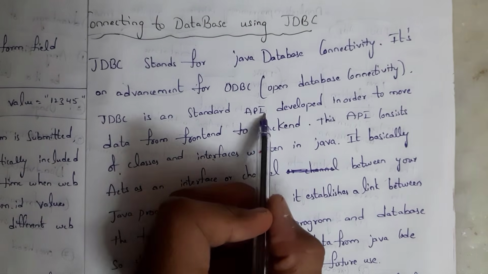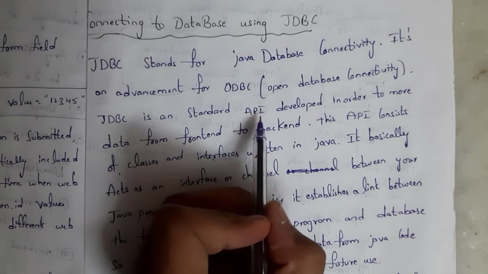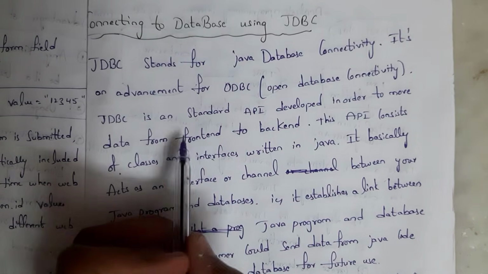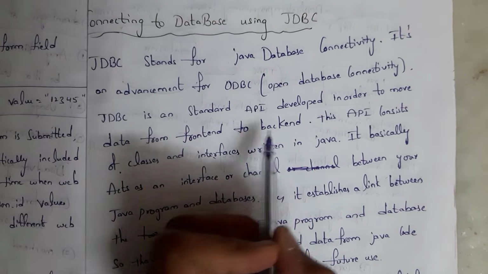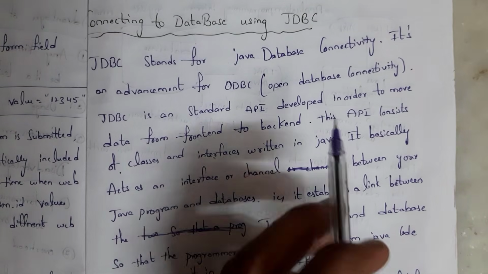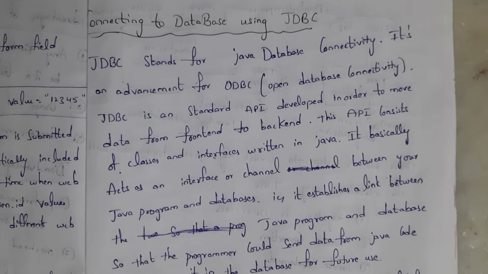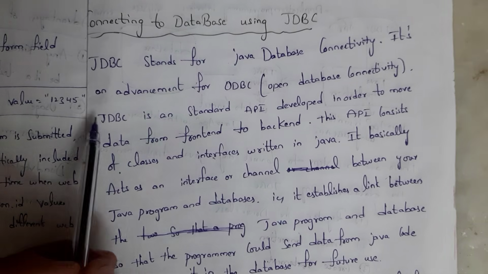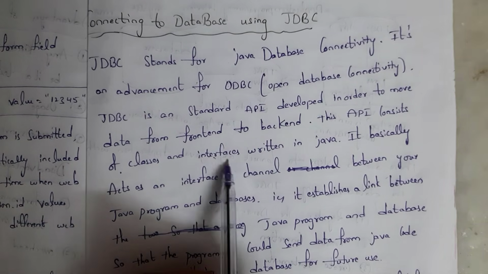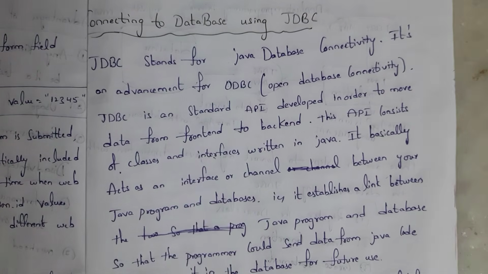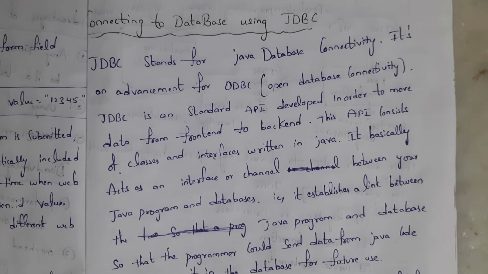This is the definition of JDBC. JDBC is a standard application programming interface that is developed in order to move data from front end to back end. The JDBC API contains classes and interfaces that are written in the Java language. And JDBC is platform independent. That means, for example, if I write a program in Windows and copy that same program to Linux, that program will still work. If you change the platform, the program will still work.